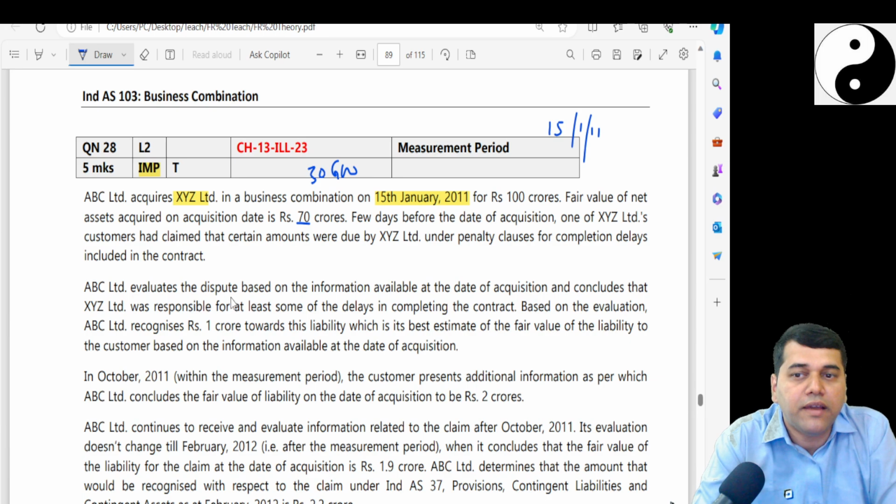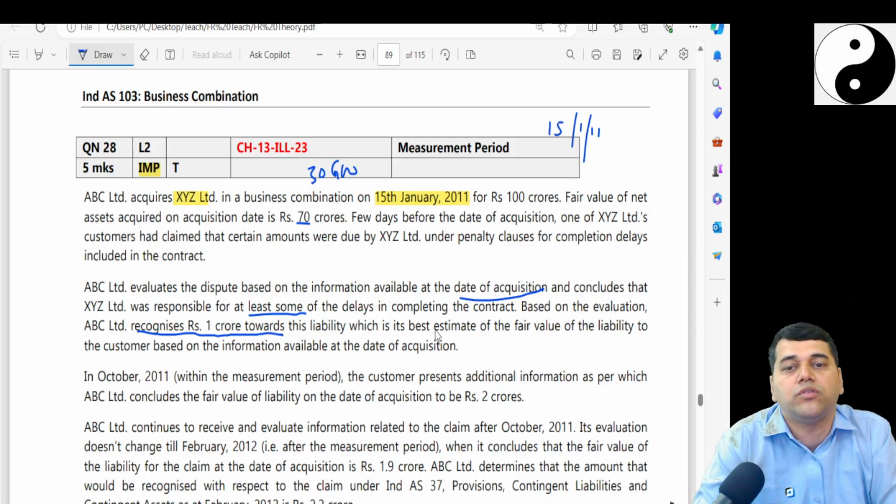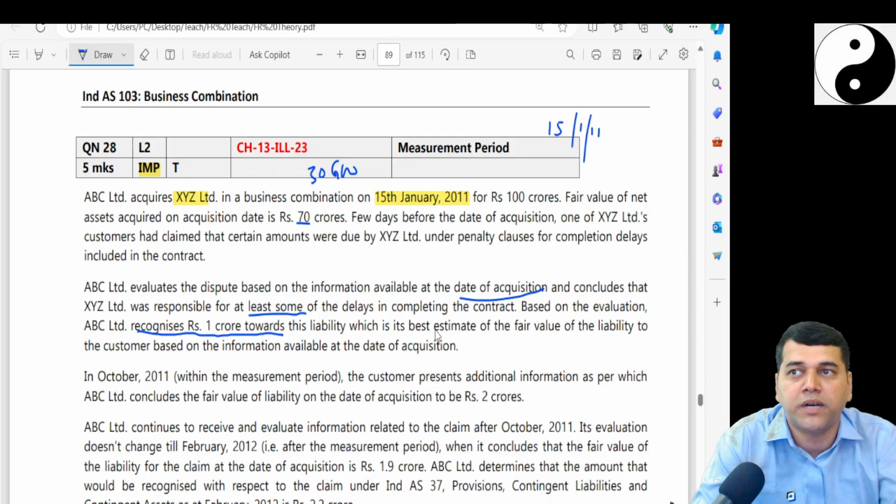Now ABC evaluates the dispute based on the information available at the date of acquisition and concludes that XYZ is really responsible for at least some delay. Based on that, they recognized a contingent liability of 1 crore. What entry must they have passed?